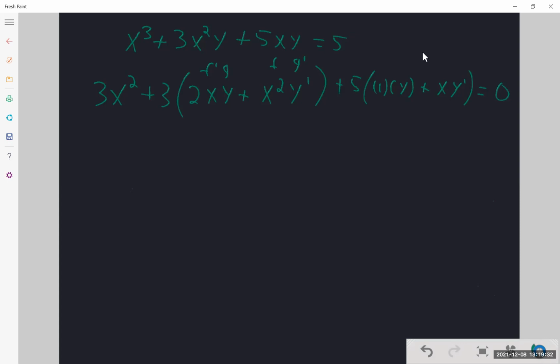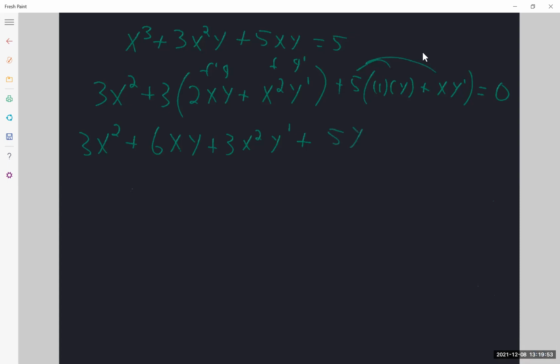Okay, let's clean this up a little bit. So I've got 3x squared plus, we can distribute the 3, so I get 6xy plus 3x squared y prime plus, now I'll distribute the 5 and get 5y plus 5xy prime, and again, this equals 0. All right, I've got x's and y's all blurred together here. Let's get our terms with y primes by themselves on one side of the equal sign, everything else on the other side, factor out a y prime, and we'll be done.